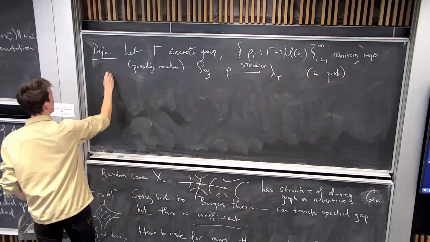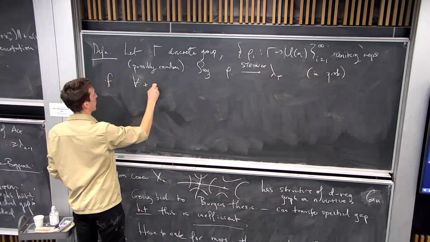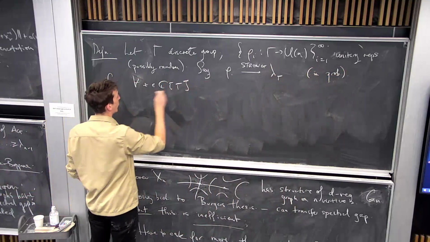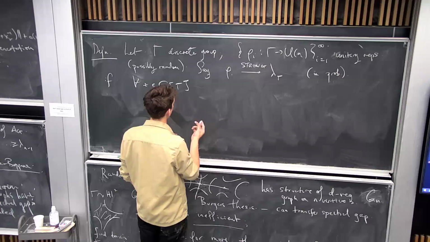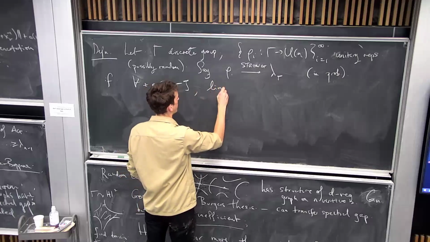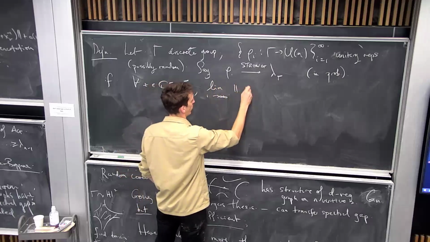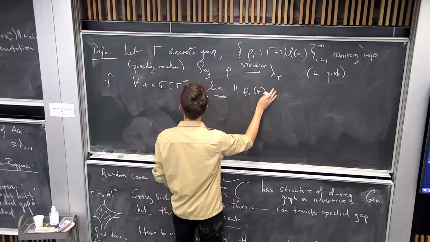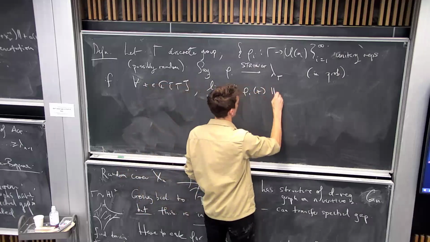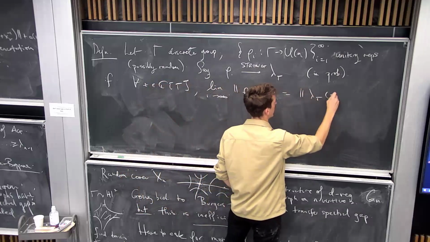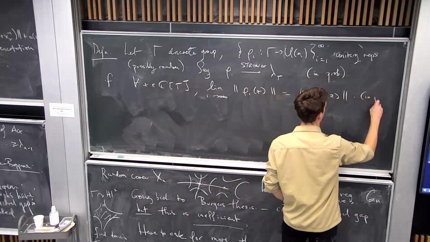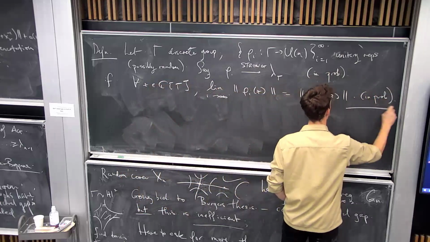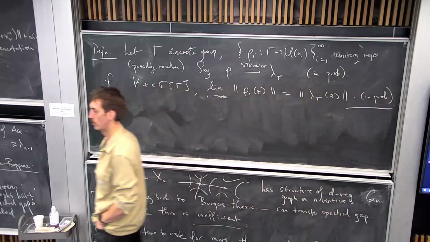If for all elements z of the group ring of Γ, for all formal linear combinations of elements of Γ, the limit as i tends to infinity of the norm of ρ_i(z) is equal to the norm of λ_Γ. And if we're in the randomized setting, this should hold in probability. Lambda is left regular. I mean, the norm on the left and right regular are the same.